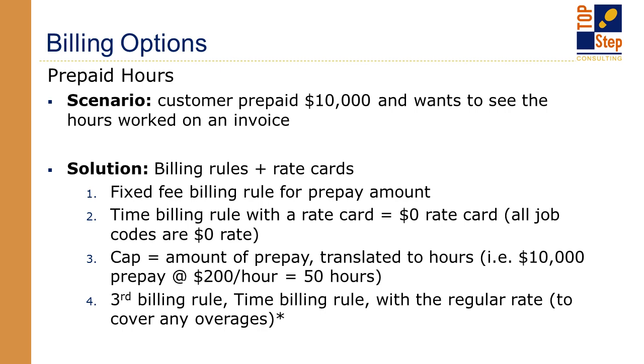So again, that's why I always recommend having that third billing rule, a time billing rule, saying anything that's over maybe our 1,000 hours or our 50 hours in this example, maybe you're billing at $200 an hour to cover any sort of overages in those situations.